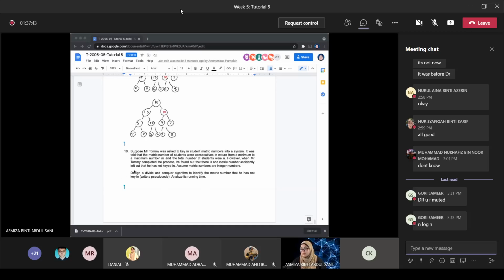However, when Mr. Tommy completed the process, he found out there is one metric number accidentally left out from the record. We have the assumption here that metric numbers are integers. So you need to design a divide and conquer algorithm to identify the metric number that has not been keyed in. You need to write a pseudocode as well as the running time complexity for your algorithm.